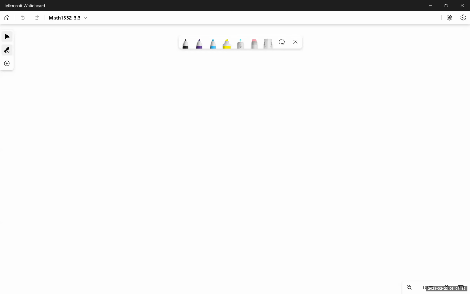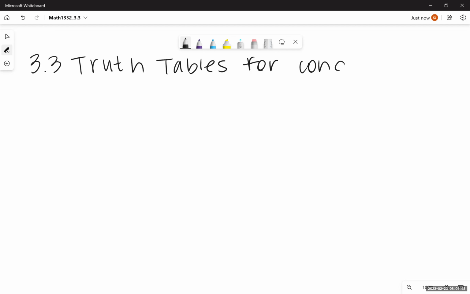Okay, so let me get Zoom to show all of this. Share, close. Okay. Okay, is my laptop charged? Because I have it unplugged right now. It is charged, awesome. Okay, so it's 3.3, which is going to be the truth tables for conditional and biconditional statements.